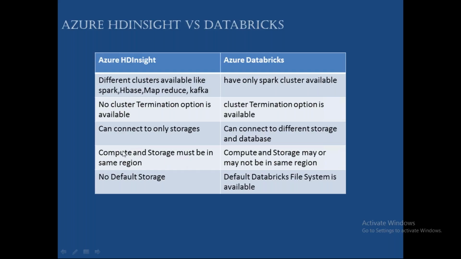In HDInsight, compute and storage must be in the same region. So your storage must be in the same region, as we have seen. But in Databricks, compute and storage may or may not be in the same region. No need to be in the same region. There is no default storage for Azure HDInsight, but we have a default Databricks File System available in Azure Databricks.